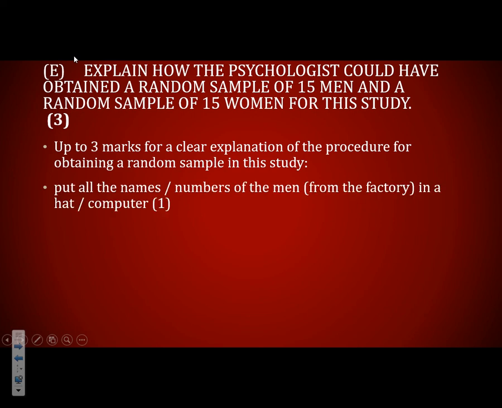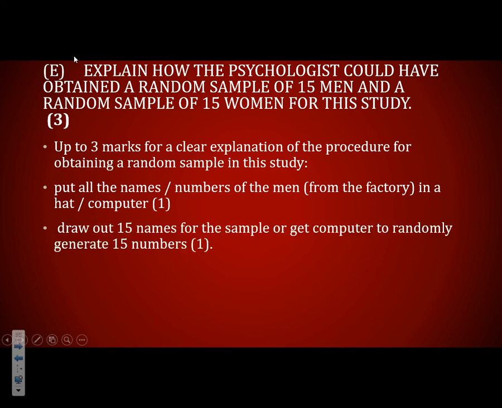Explain how the psychologist could obtain a random sample of 15 men and a random sample of 15 women for this study. So 3 marks for a clear explanation, as long as it is contextualised for this study. Put all names, numbers of men from the factory in a hat or a computer. You could mention any of those, so you could put, say, names or numbers. You must mention it's from the factory, or you must at some point make some kind of reference to the stimulus, otherwise you lose the marks. Draw 15 names out of the hat for the sample, or get the computer to randomly generate 15 names.